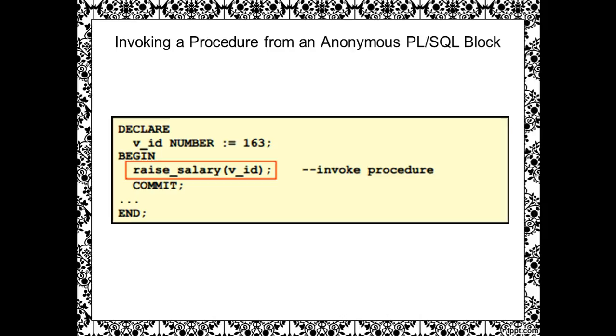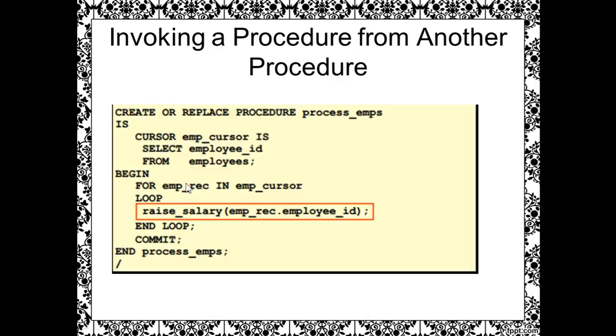Invoking a procedure from an anonymous PL/SQL block. Declare v_id number := 163. We begin, raise_salary(v_id). This is the invoke procedure, and we commit.